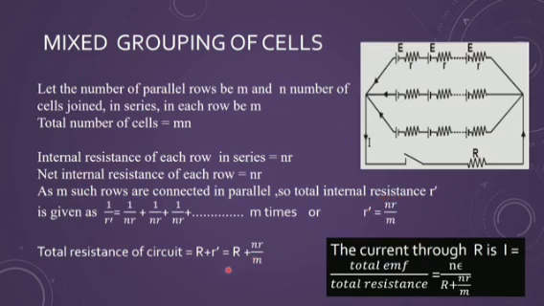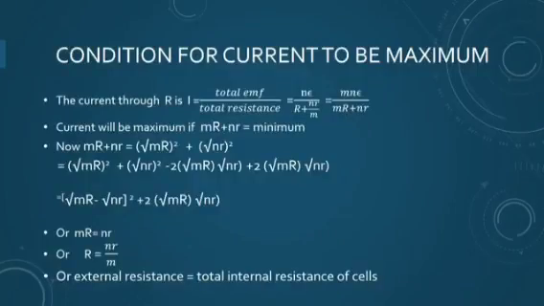So it means total resistance is capital R plus nr upon small m. The current drawn you can write simply as total EMF upon total resistance, which is equal to ne, since total EMF is ne, upon R plus nr upon m. So this is the formula for current.